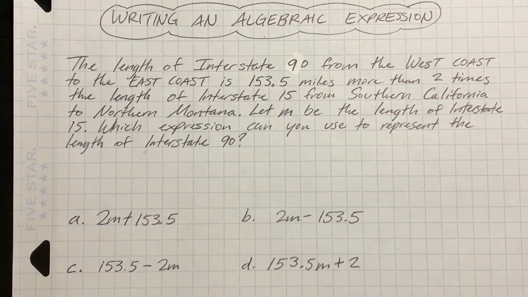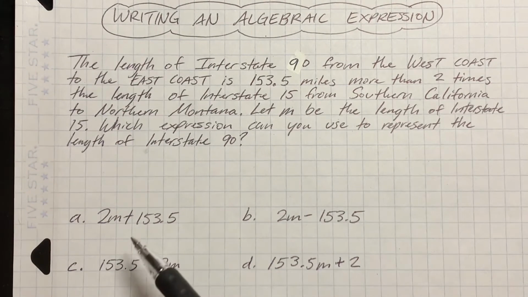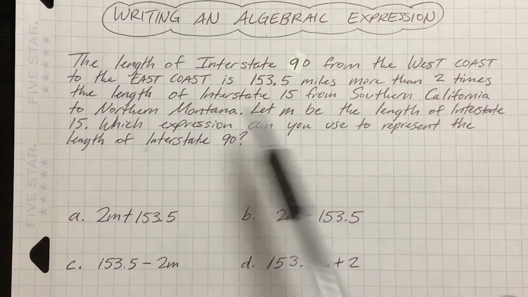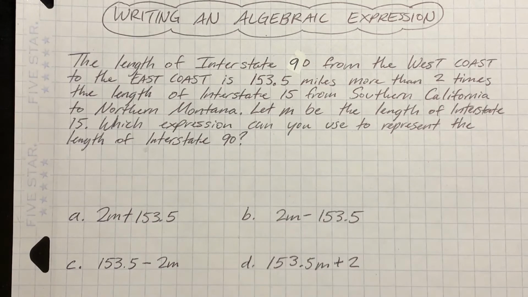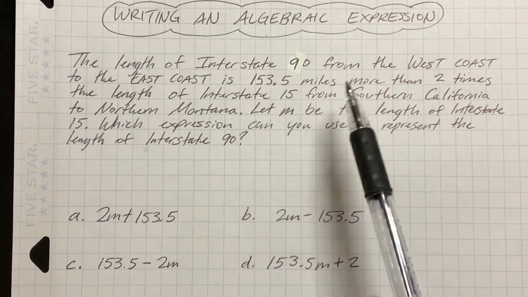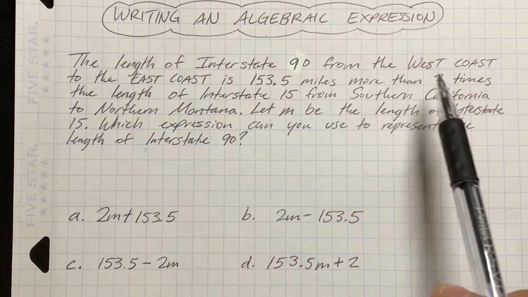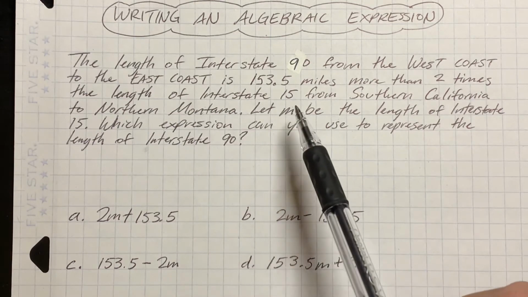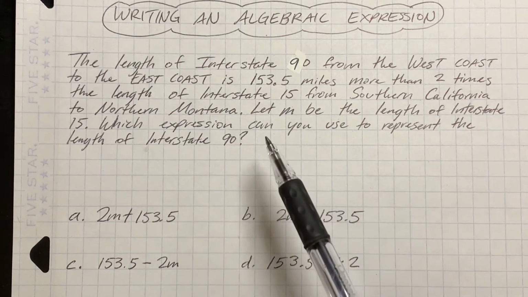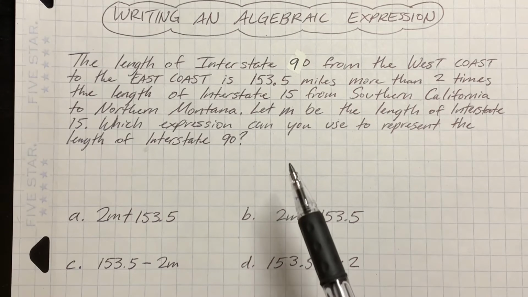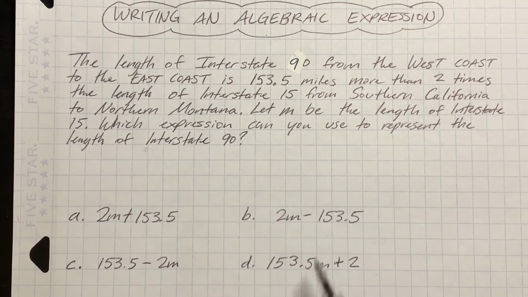Now we're going to write an algebraic expression again, but this time we're given a statement or a paragraph describing a situation. Down here we have different options, A, B, C, and D. These are different answers, and we're going to pick one by solving this problem. Let's listen up. The length of Interstate 90 from the west coast to the east coast is 153.5 miles more than 2 times the length of Interstate 15 from Southern California to northern Montana. Let M be the length of Interstate 15. Which expression can you use to represent the length of Interstate 90?